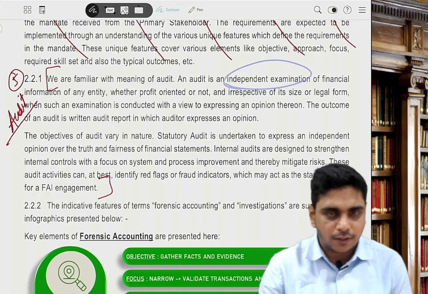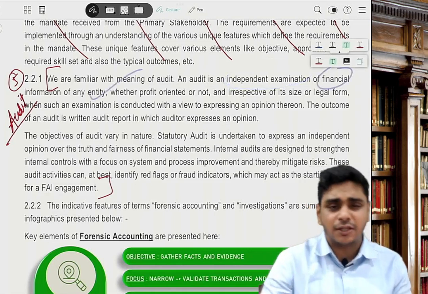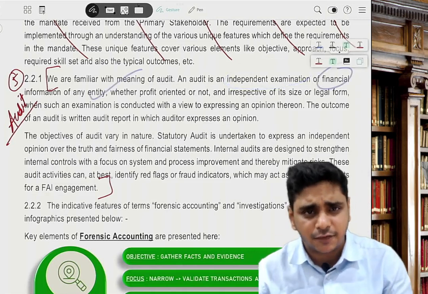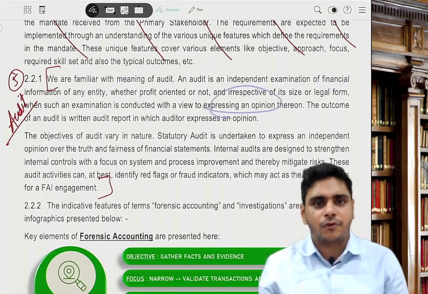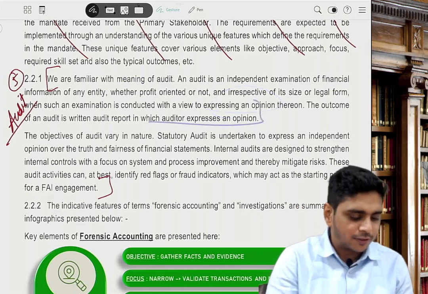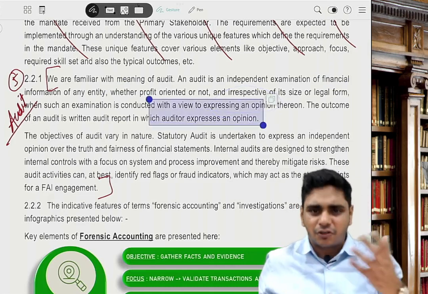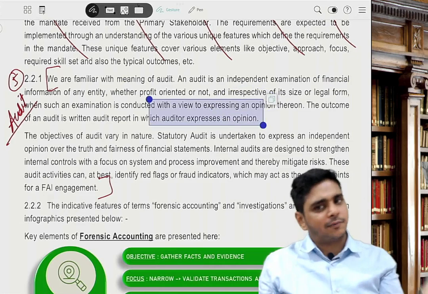Audit is an independent examination of the financial information of an entity, whether profit or not, with respect to the size, legal form. When such an examination is conducted with a view to express an opinion thereon, the outcome of an audit is a written audit report in which the auditor expresses an opinion. So this is basically the definition of audit. You have studied this at your intermediate level.